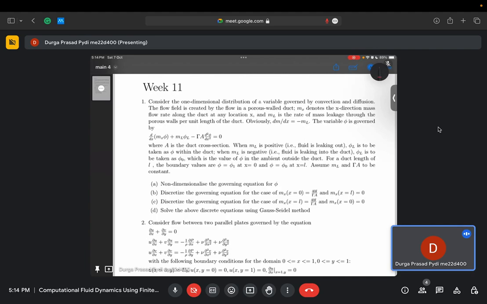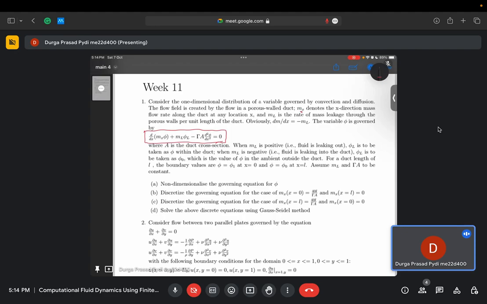So the governing equation is given by this. We have a one-dimensional distribution of a variable that is governed by both convection and diffusion. The governing equation is given as follows. The flow field is created by flow in a porous wall duct. Whenever we usually solve in a duct, we assume the vertical component to be 0 near the walls, but here it is a porous wall duct, so there is a finite value of the V component. He already gave the value that ml is the leakage, or whatever the seepage is, coming through the porous wall.